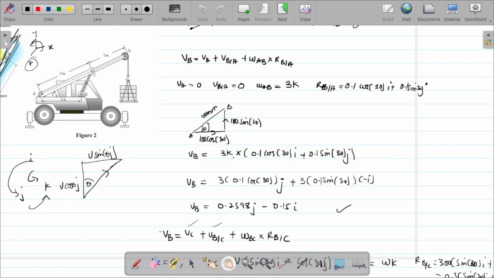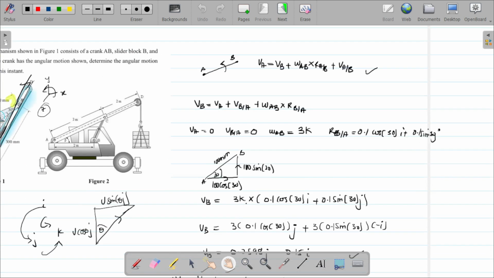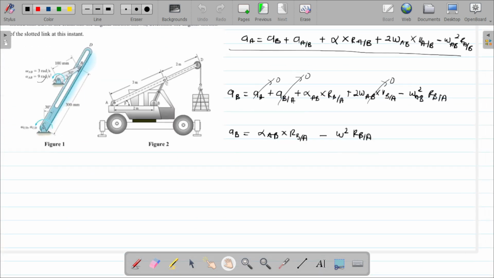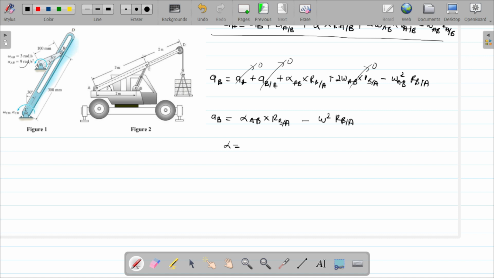So 0.1 cos 30 i, 0.1 sine 30 j. So real quick, our alpha is 9k. R of B with respect to A, we have 0.1 sine 30 j plus 0.1 cos 30 i. You can bring either one first, right? And then the angular velocity AB, that is what we know to be 3k. And yes, we know this already.